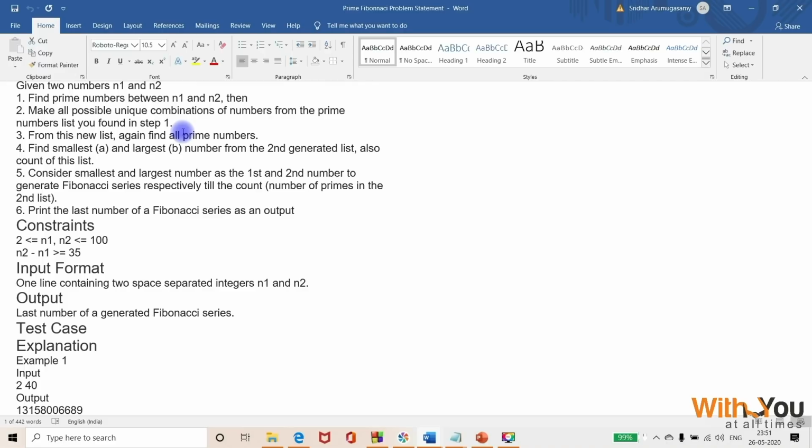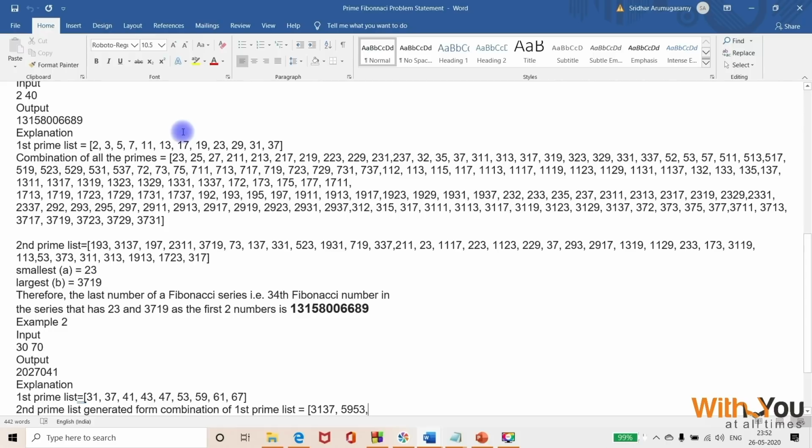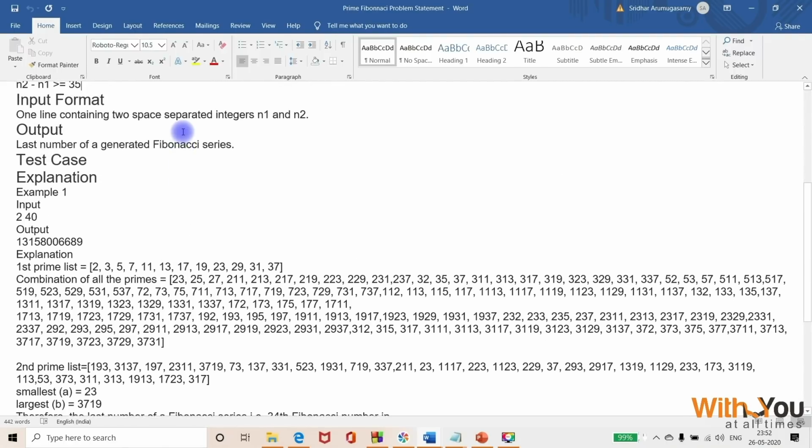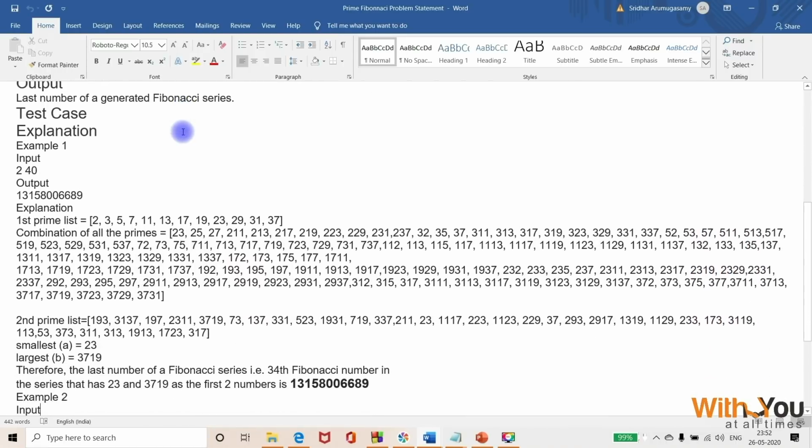We need to write a function to find prime numbers, right? Yeah, even I feel so. So from this, if you have 193, 31, 37, okay, cool. So the third step can also be done by us. I don't think there are any hassles. Step 4, find the smallest and the largest from the second generated list. Also the count of this list.